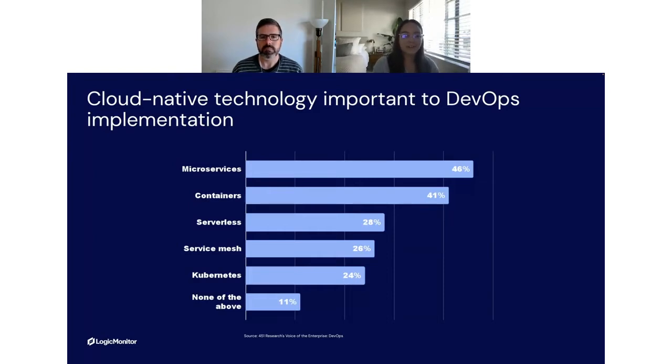As part of a DevOps survey we conducted, we asked what kind of cloud-native technologies are important to DevOps implementations. And you can see here that microservices is the top answer, followed by containers, serverless, service mesh, and Kubernetes. That's a lot of technologies that comes into an organization. This question was specifically around DevOps implementation, as we are seeing DevOps continue to be adopted heavily and broadly and very quickly.